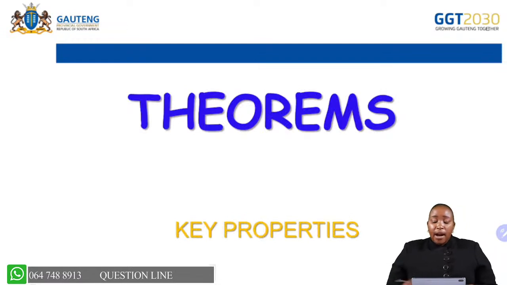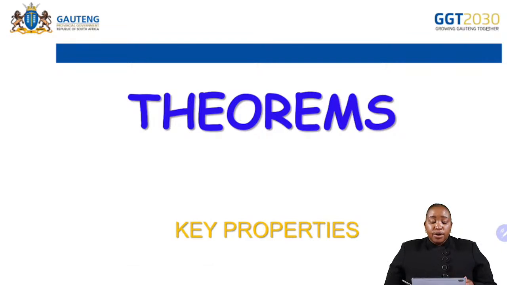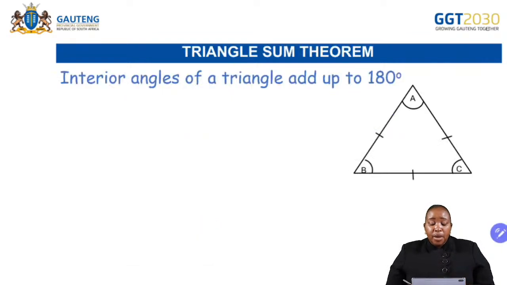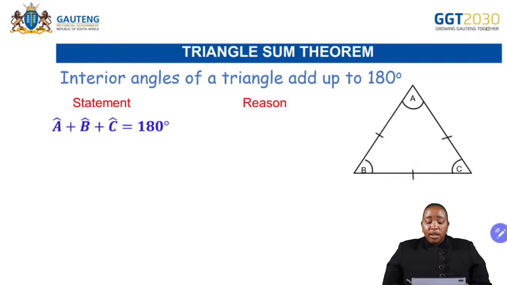Now we are going to discuss theorems, and we're just going to discuss two of the many theorems that come with triangles. The first one is the triangle sum theorem. This is when you're told that interior angles of a triangle add up to 180 degrees. What this means is that all the angles inside this triangle, the triangle ABC, will add up to 180 degrees, which means that if you say angle A plus angle B plus angle C, you must get 180 degrees.